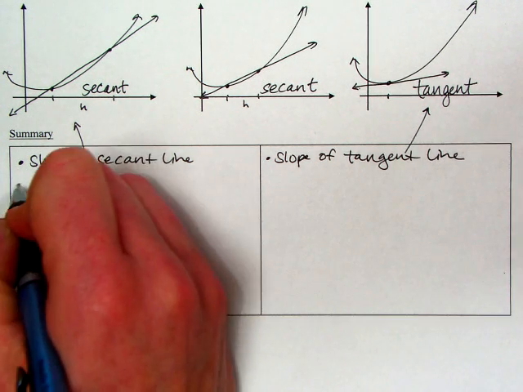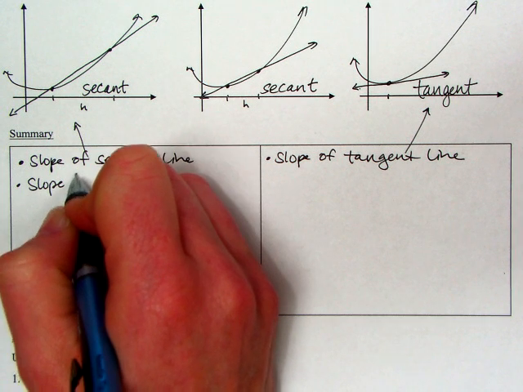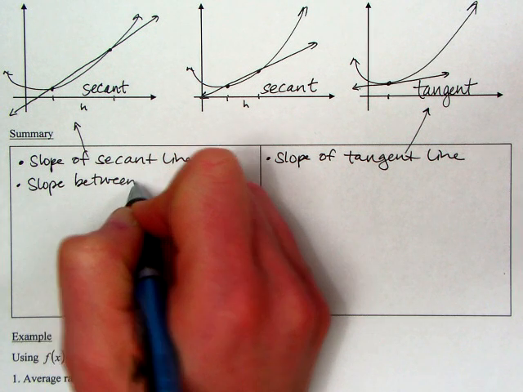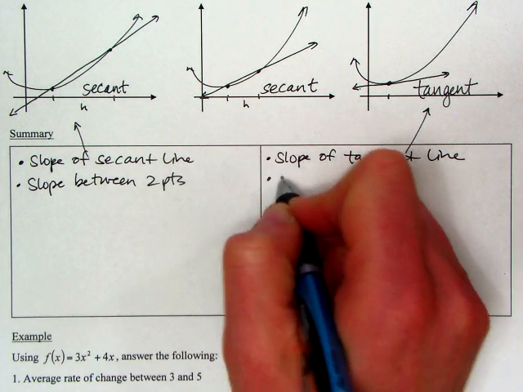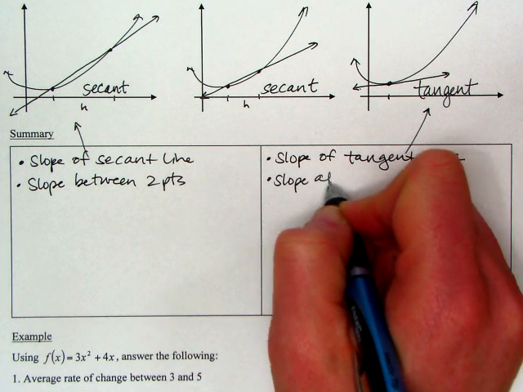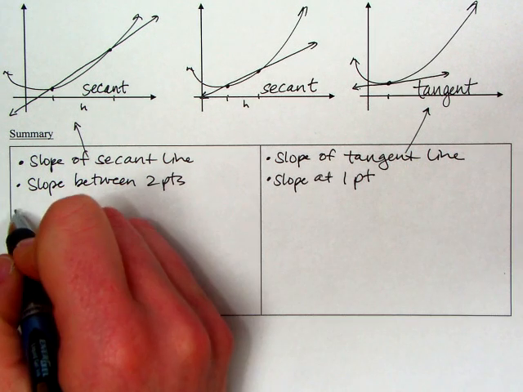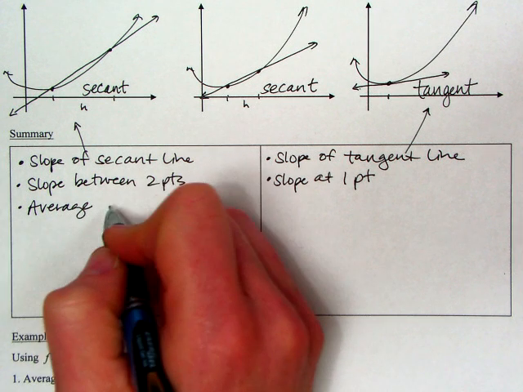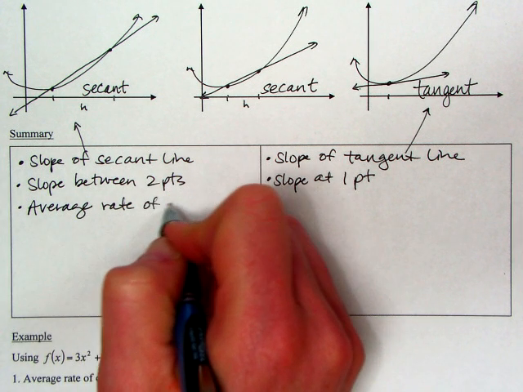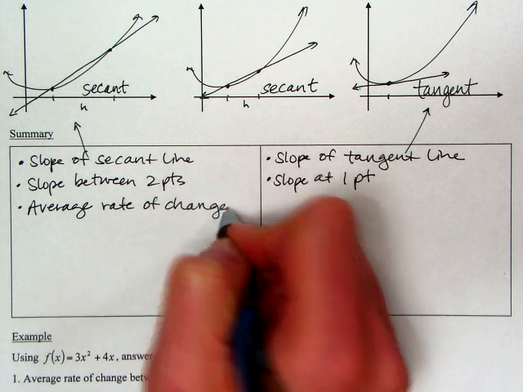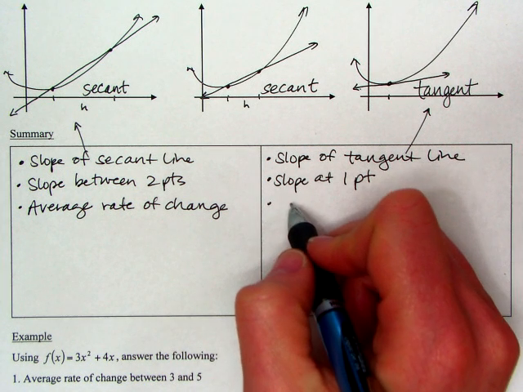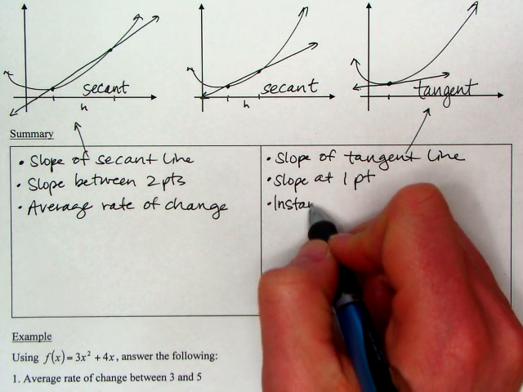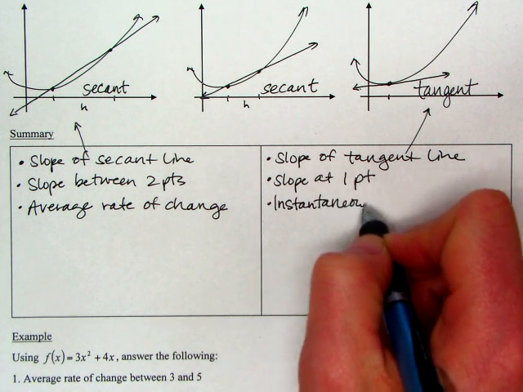This would be the slope between 2 points. This would be slope at 1 point. This is the average rate of change. Rate of change is really just slope. This is called the instantaneous rate of change.